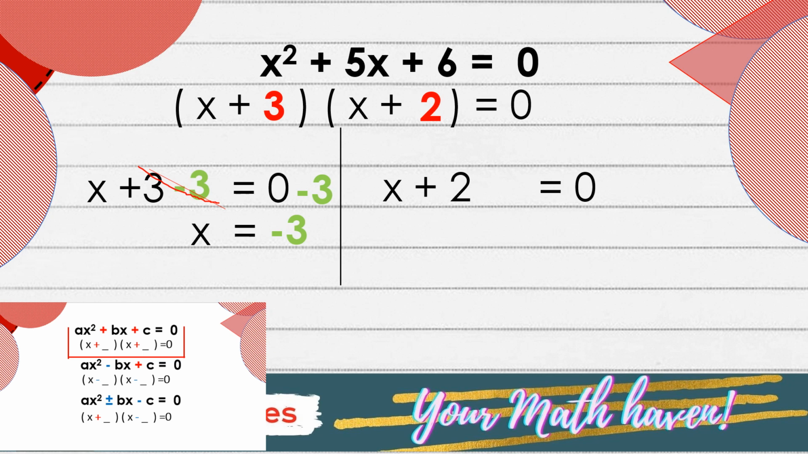And the same thing, we need to make positive 2 on the left side be equal to 0. And to do that, we are going to subtract 2 from both sides. So positive 2 minus 2, that is 0. And x plus 0, that is x, is equal to 0 minus 2, that is negative 2. So our roots are negative 3 and negative 2.